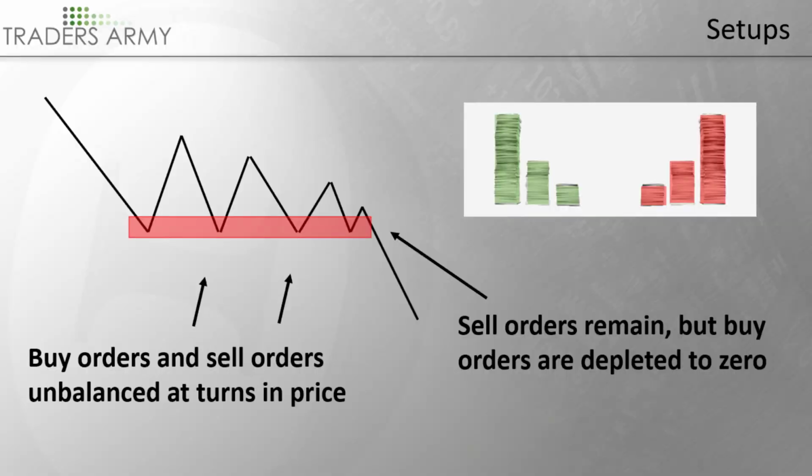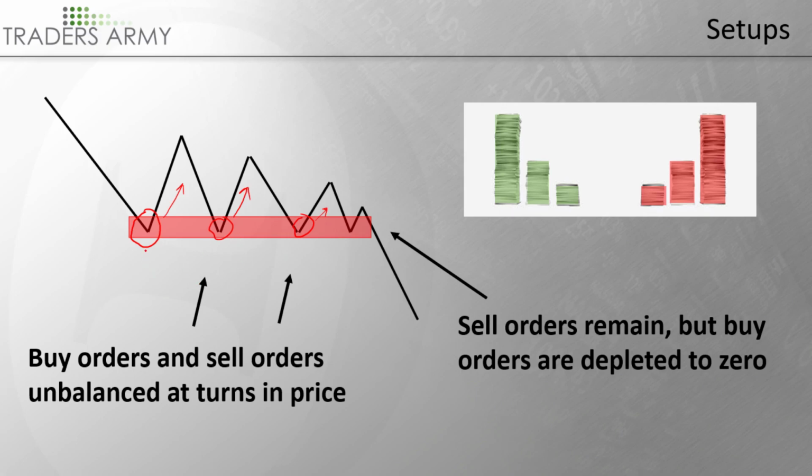Well, what about a breakdown? A breakdown works very much the same way. Somewhere down in this area where our red is, we can see that right here we had buy orders in place, and the buy orders drove it back up. And here the buy orders hit again and drove it back up. The buy orders hit again and drove it back up.